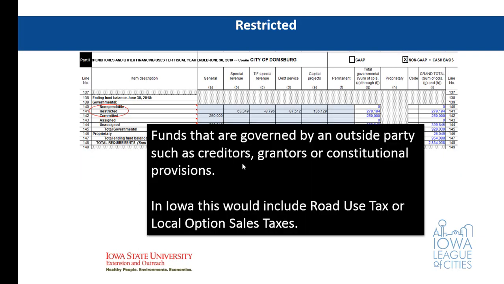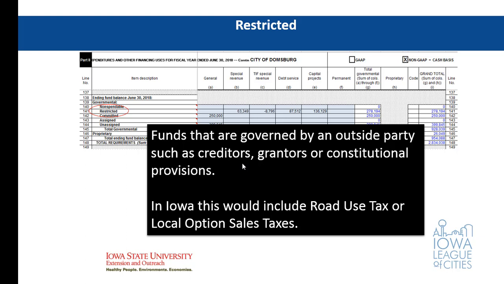The next one is your restricted. Restrictions are because of an external party, the grantors or constitutional provisions, which would be your road use tax or your local option sales tax, because that's the citizens that are telling you how you can or cannot spend it. It is restricted. There are special ties to it, but it could be in the general fund as well. But it's definitely going to be all the dollars that are in your special revenue, because remember, special revenue means special strings. It's governed by an outside party.